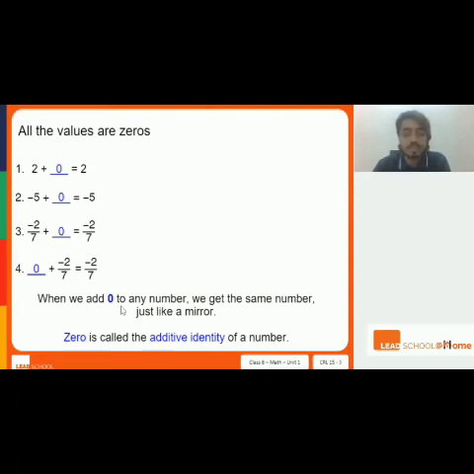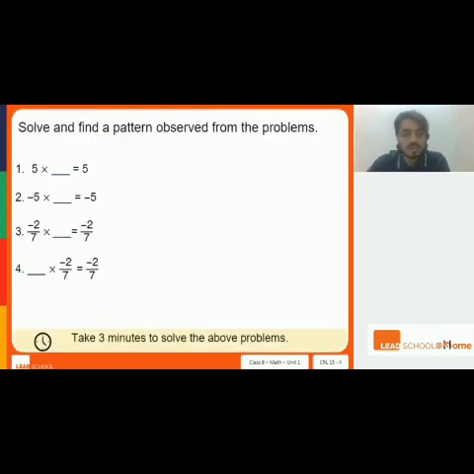Okay. So 0 is called the additive identity of a number. 0 is additive identity of a number because we get the same number when we add 0 to any number. Now solve these problems and see if there is a pattern in these questions. You have 3 minutes to do this and your time starts now.